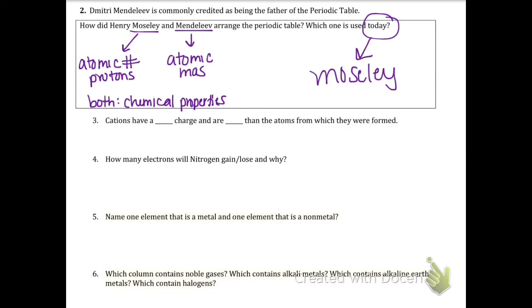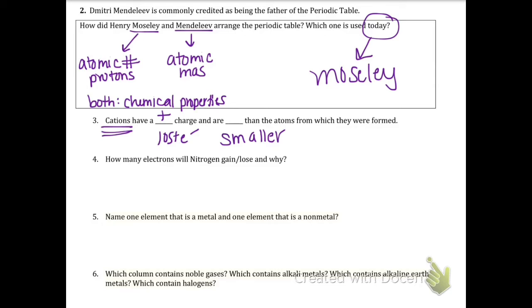All right, cations, remember, have a positive charge, okay? And when we have cations, why did it become a positive charge? Because we lost electrons. That means we become smaller than the atoms from which they were formed.